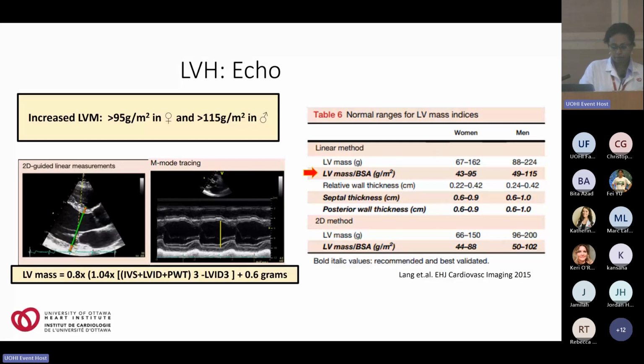LV mass can be quantified using this 2D linear method on echo as a measurement you see, either by M-mode or on a long axis parasternal view. However, the calculations we see assume that the LV is an ellipsoid shape, which may not always be the case.